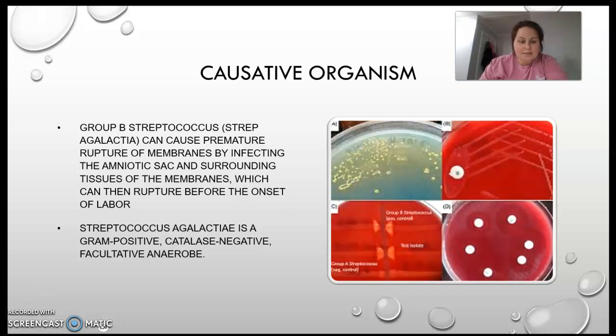The causative organism was group B strep, strep agalactiae, which can cause premature rupture of membranes by infecting the amniotic sac and the surrounding tissues of the membranes, which can then rupture before the onset of labor. Strep agalactiae is a gram-positive, catalase-negative facultative anaerobe.